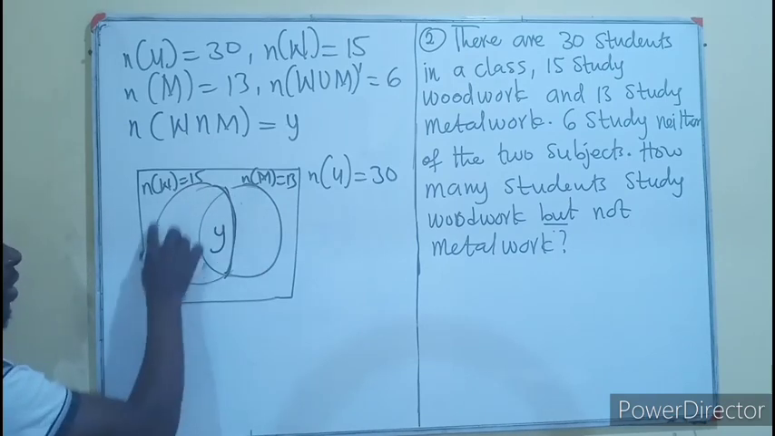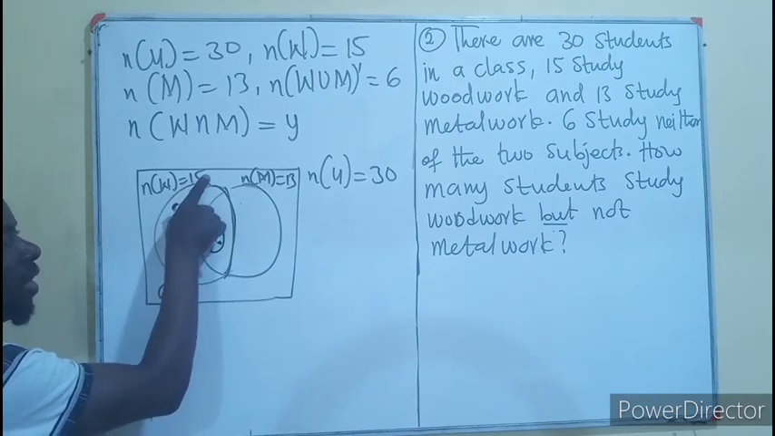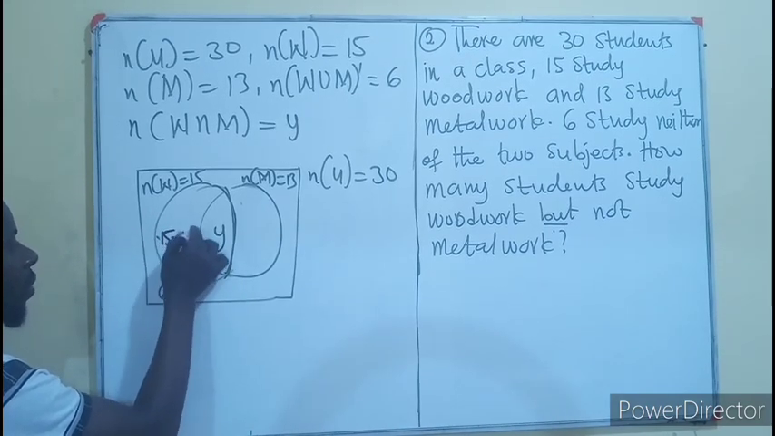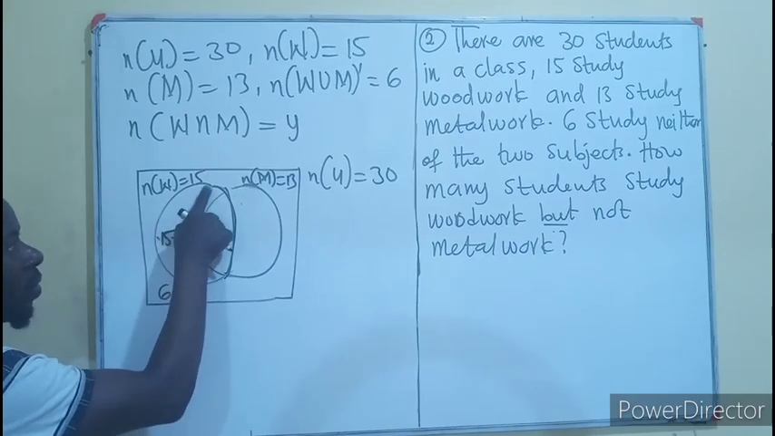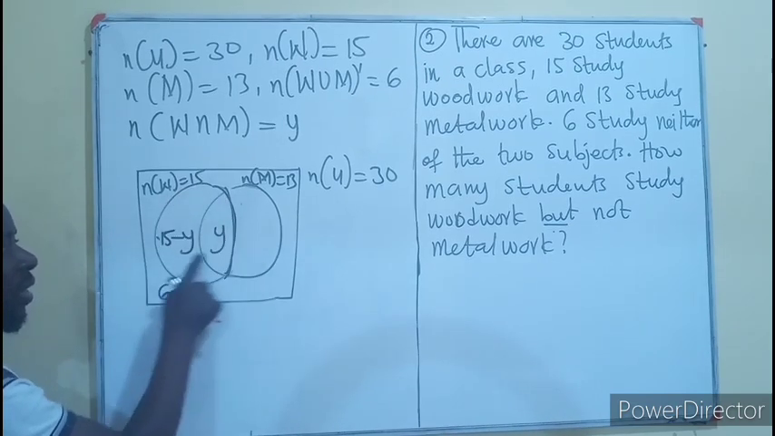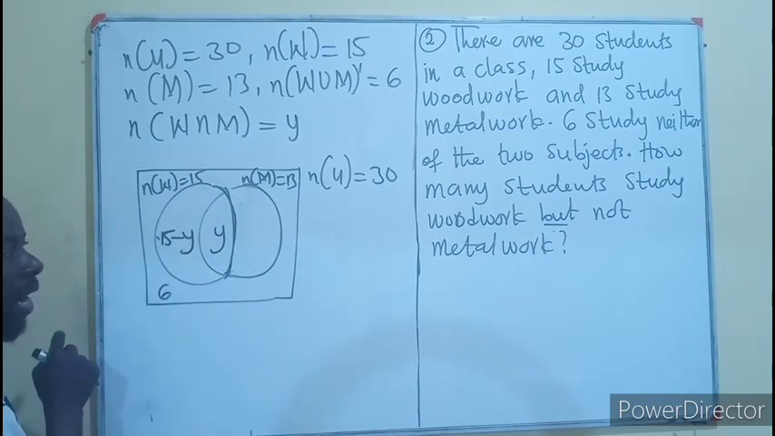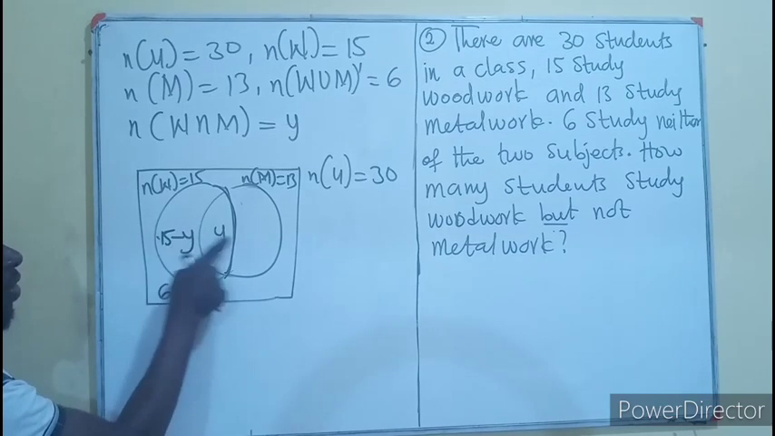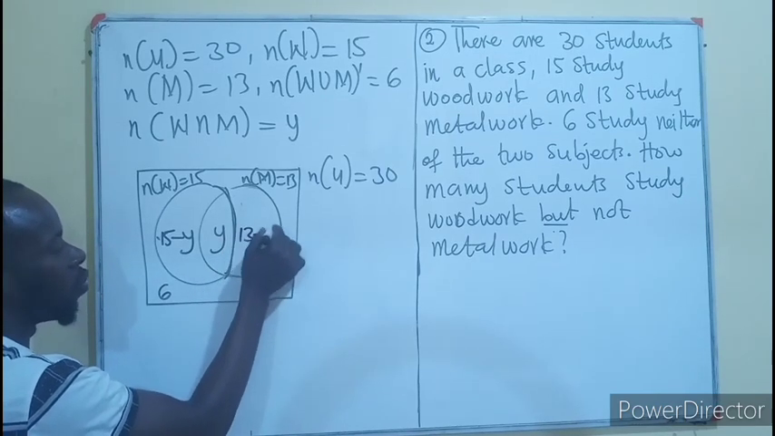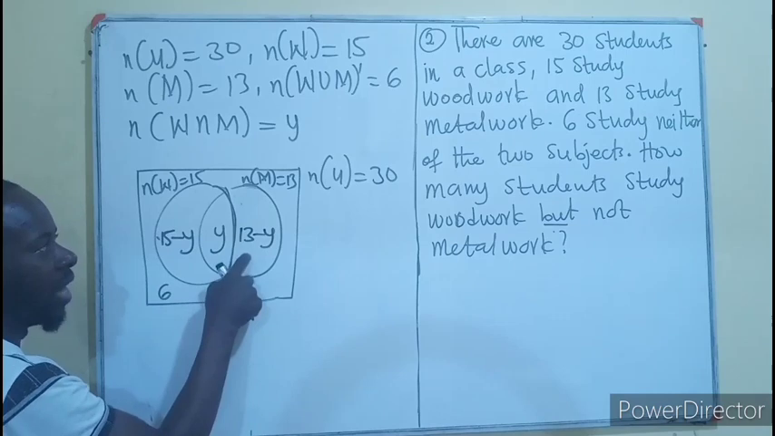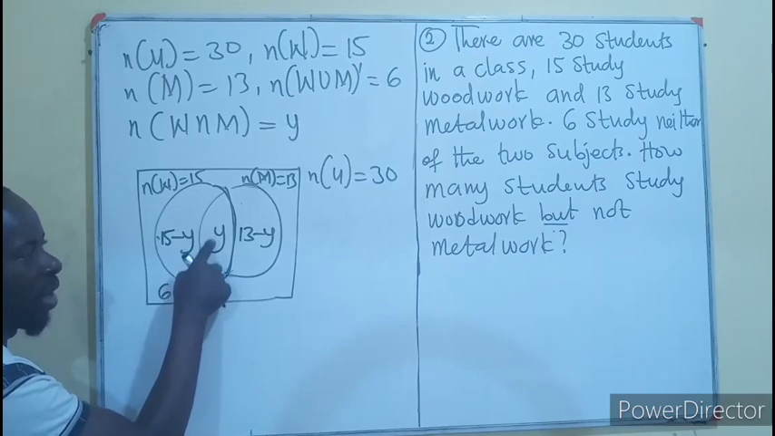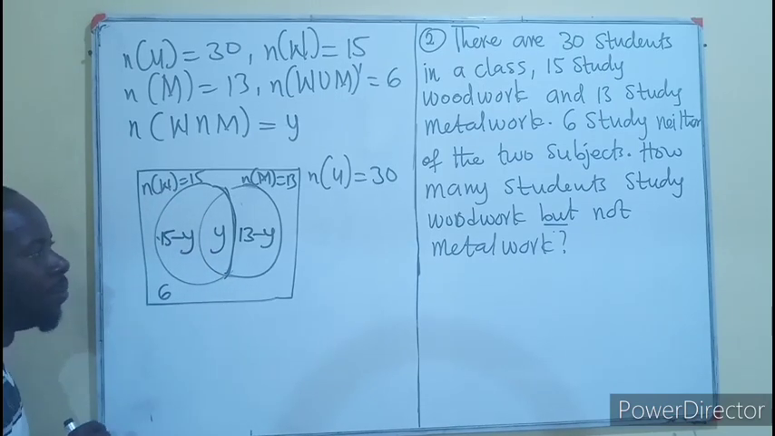We know the whole of this subset is the same as 15. So if part of it is Y, it means 15 minus Y will be the remaining portion. If I subtract Y from 15 and then add the 2 regions, I still get the 15 back. Negative Y plus Y gives 0. So 15 will be the value here. The same way, 13 minus Y will be the remaining portion, which is the metalwork only. Woodwork only is the subtraction of the intersection from the main set.